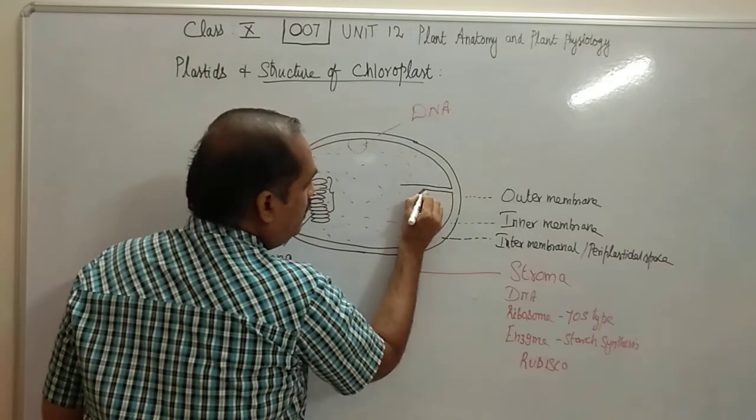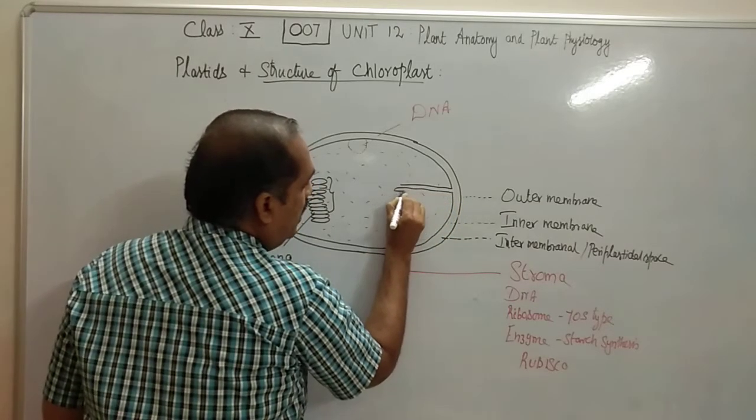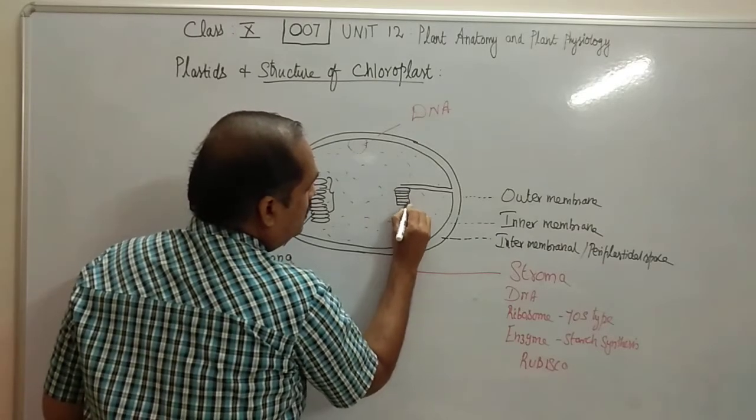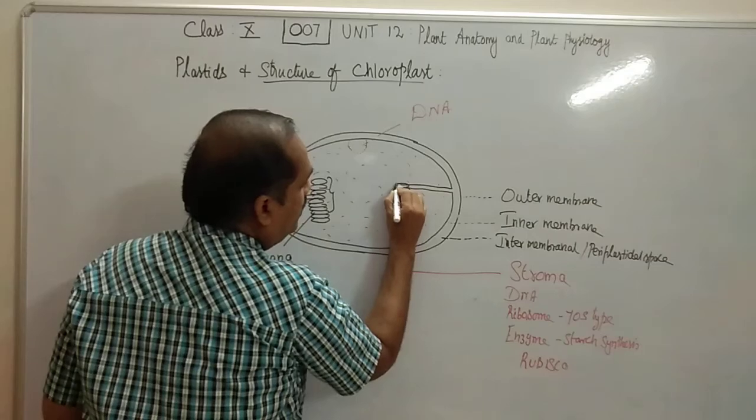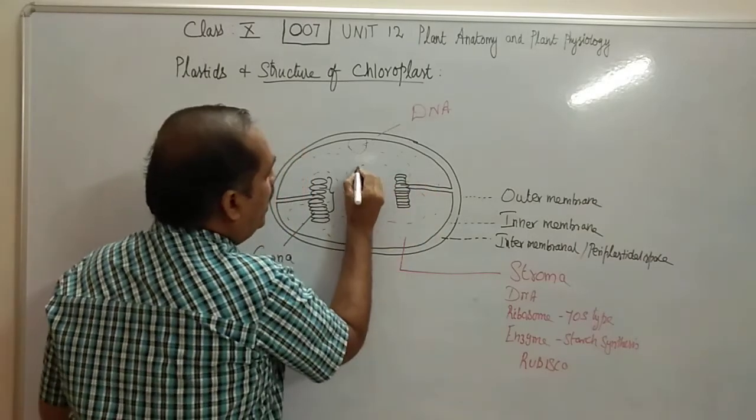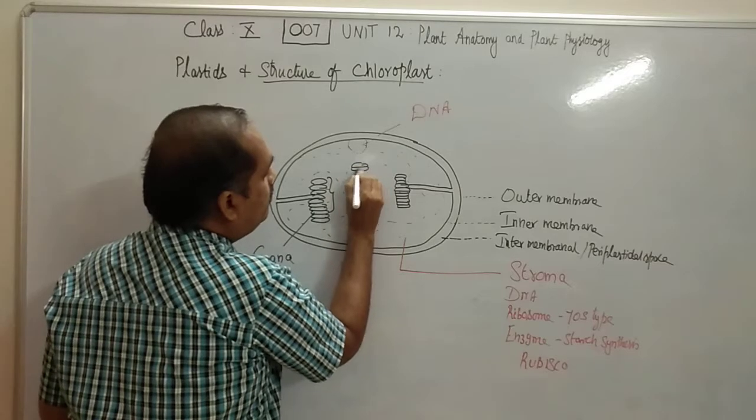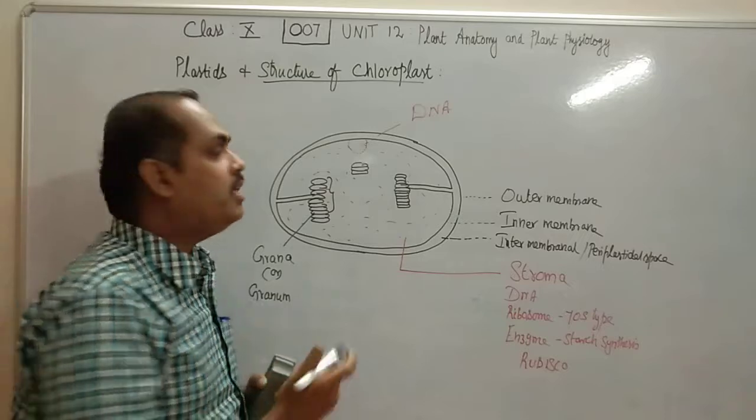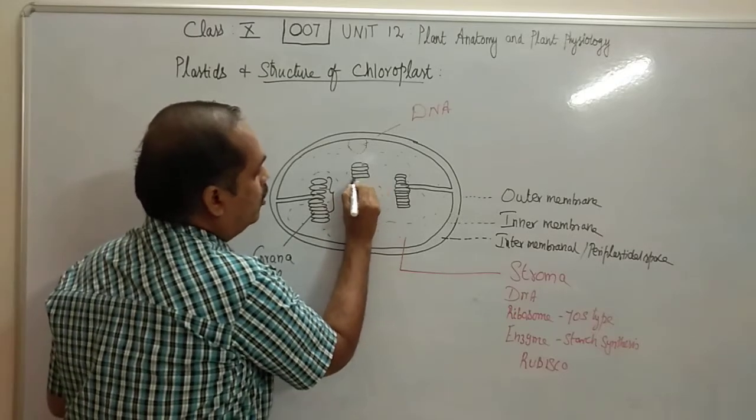Here also it starts from the inner membrane, an invagination begins, and then a stacked membranous structure arranged one after the other. So this is called as granum. And how many granum will be there inside a chloroplast? Normally there will be between 40 to 60 grana formed per chloroplast.